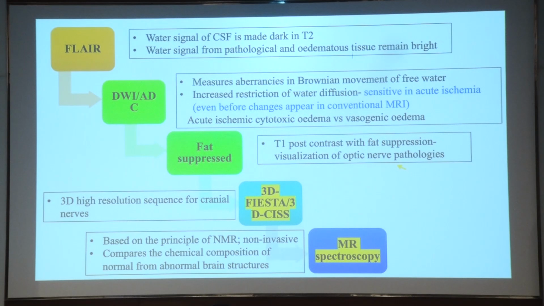Then comes your 3D FIESTA and CISS scan. Well, this is a highly T2 weighted image and it gives a high resolution image. So for finer structures you can do that, like for imaging the cranial nerves or sometimes even cysts.